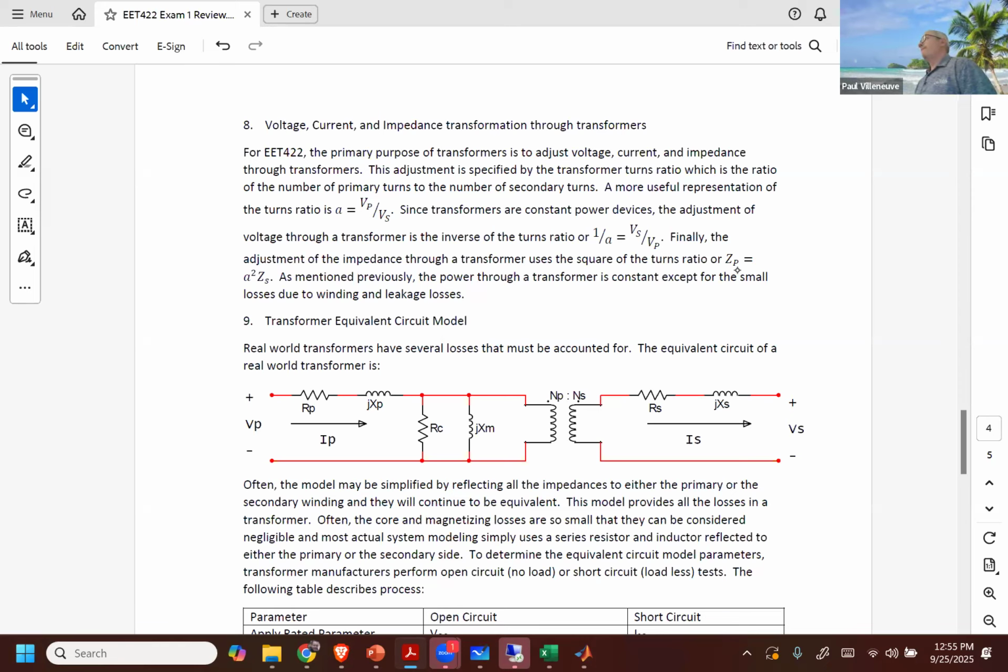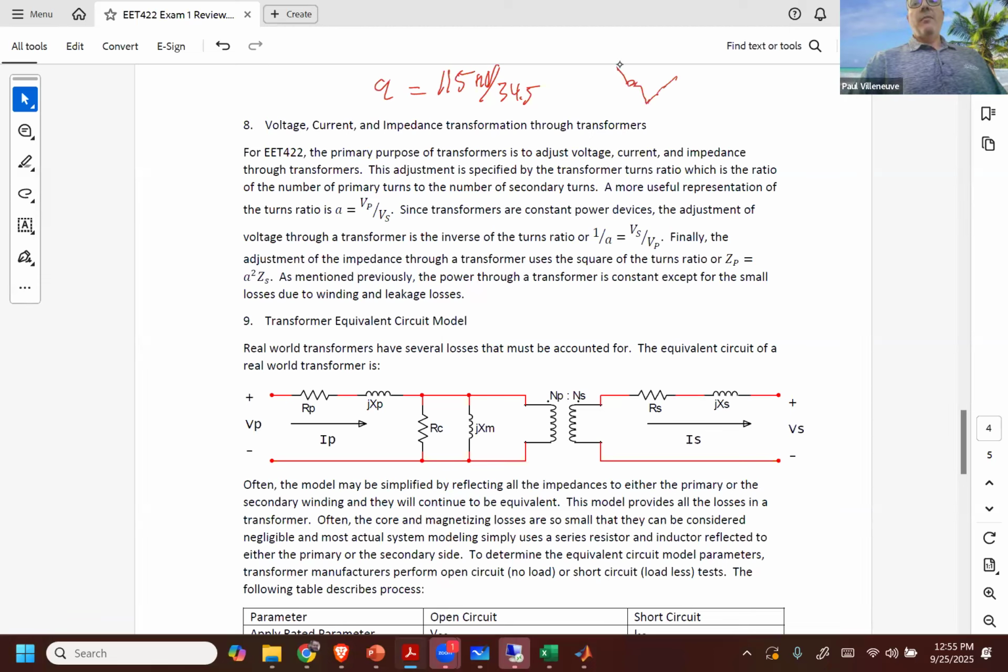Two? Is that the turns ratio? Is that correct? Okay. I'm not saying you're wrong. I'm just asking, is this the right one?